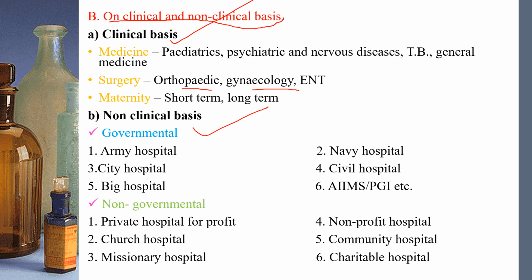Now, on the non-clinical basis, we have government and non-government hospitals. Government hospitals like Army Hospital, City Hospital, Navy, Civil. Non-governmental, we have some private hospitals which are run for profit. Then there will be church hospital, non-profit hospital, community hospital, etc.